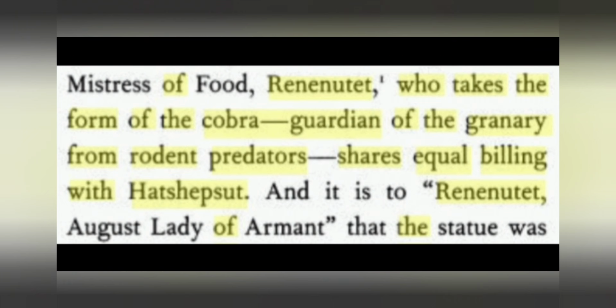And we read here also that Renetunet takes the form of a cobra. And we see here that she shares equal billing with Hatshepsut. And she's also called August Lady of Amant. And we notice that Amenhotep was called Lord of Amant. So let's stop here, because we're going to find out who this woman was. Let's stop here and let's tally up what we got so far.